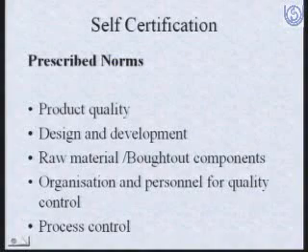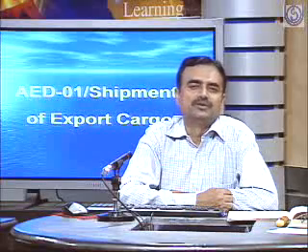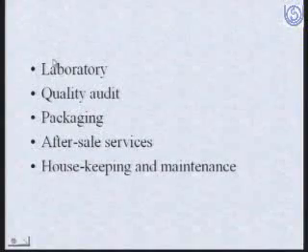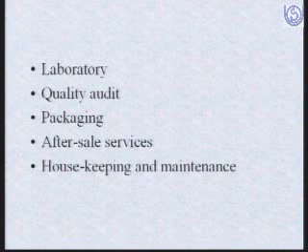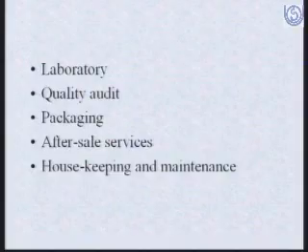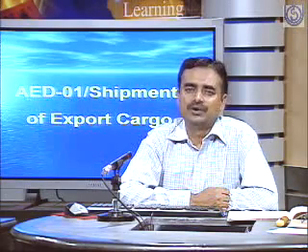Next is your process control. As you all know, across the whole range from the production input up to the final product, there is a procedure involved. How are you going to manage and control the whole process of input and output? Next is your laboratory. What types of laboratory do you have to check the samples of the products, to check the whole procedure of the product, to check the whole production activities? Next is your quality audit.